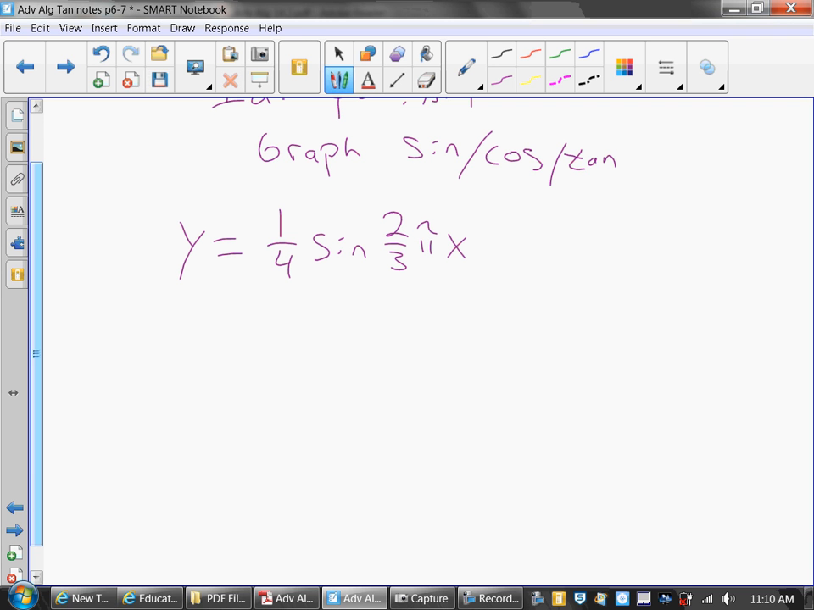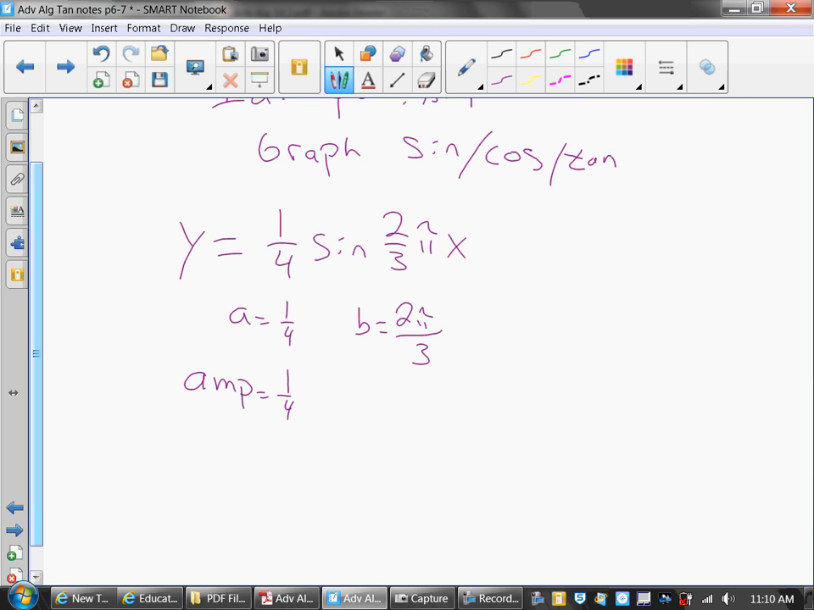So when you look at that, is there an H or a K in this? No. All you have is an A and a B, right? What's your A value? A is 1/4. What's your B value? 2/3 pi, so 2 pi over 3, if you want to call it. You agree? All right. From there, what's your amplitude? 1/4. Okay, so your amplitude is 1/4.